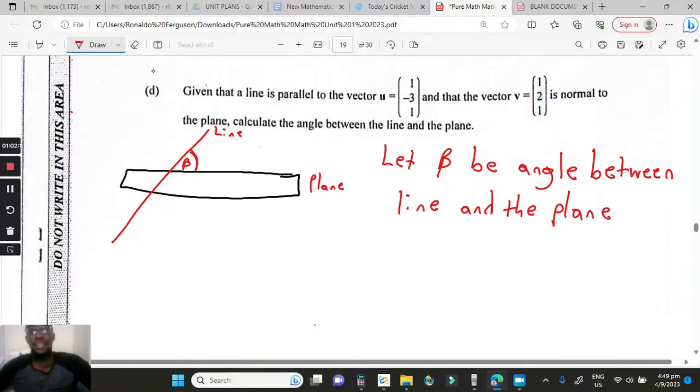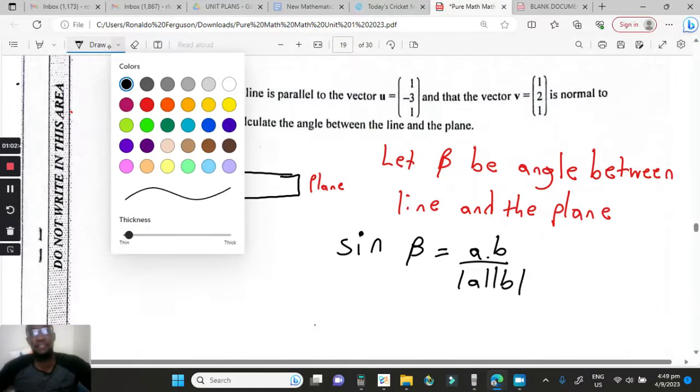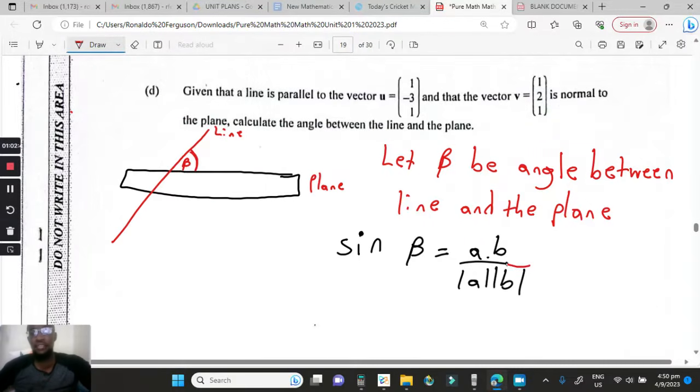Now, one thing that stands out is every time you do questions with this, persons always think to write this down: cos beta is A dot B over magnitude A times magnitude B. If you did this, you're wrong, and I'm sorry. Whenever you have a line and a plane, you don't use cos, you use sine. I think I uploaded a vectors video explaining. If you go back and watch the vectors video from a long time ago, we actually go through the proof of all of this.